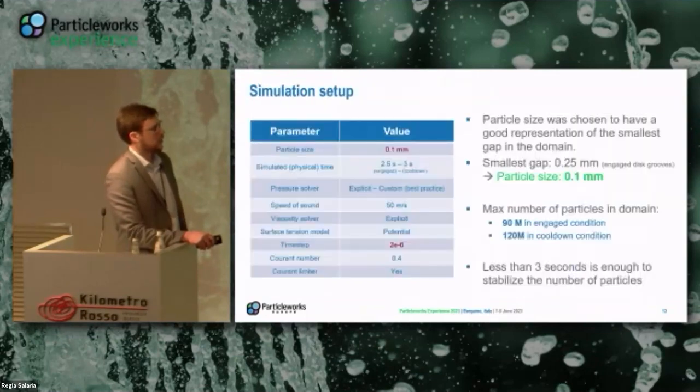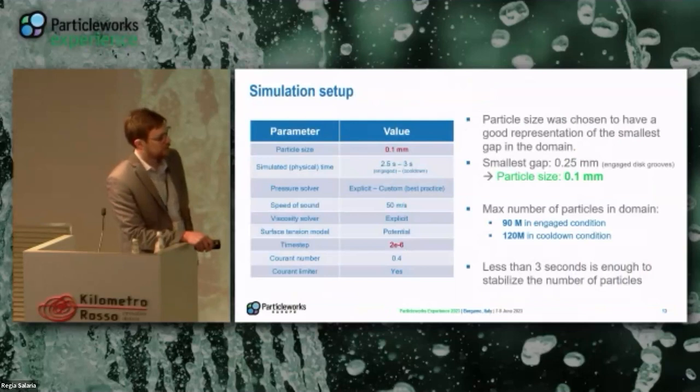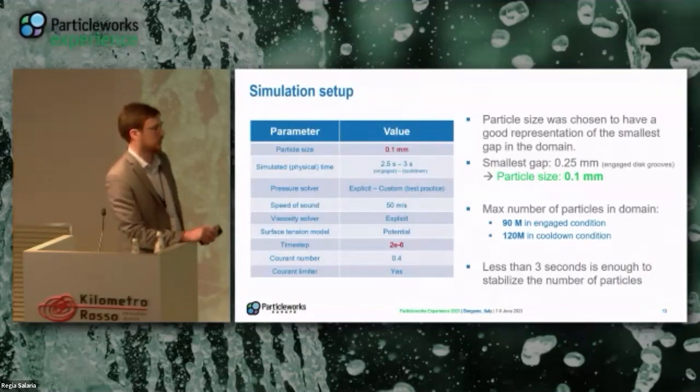And so we had to use a particle size of 0.1 millimeters in order to have at least 2.5 particles in the smallest gap. Using this particle size, the simulations have 90 million and 120 million particles in the two configurations, so quite a high number. But we reach a steady state in just 2.53 seconds. So the simulation time is not so long, and the simulation is feasible, even with this high number of particles. Here, just a summary of the simulation setup.